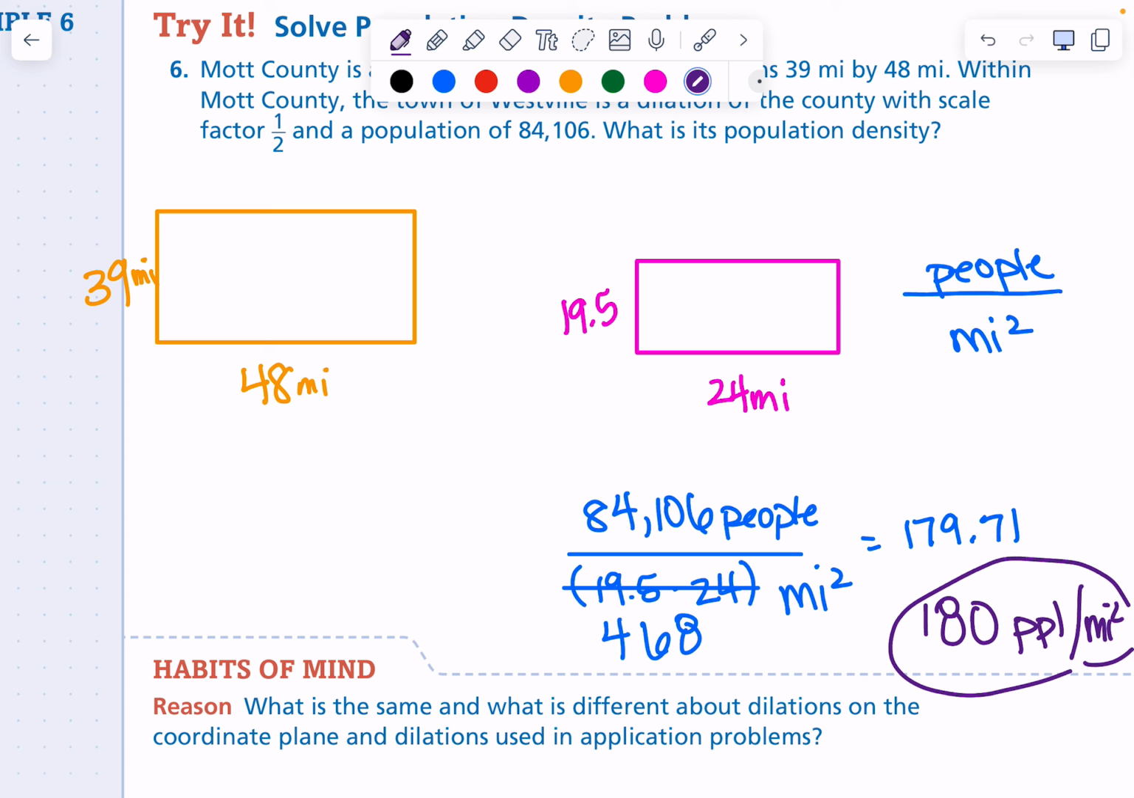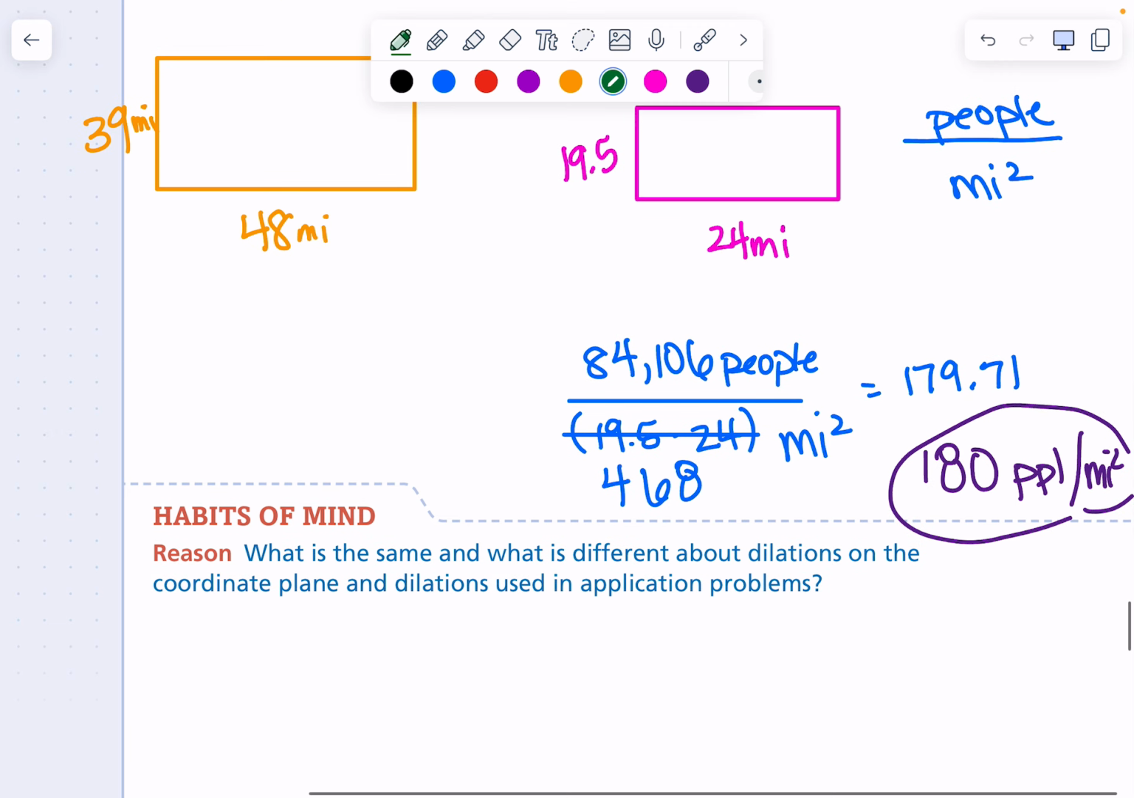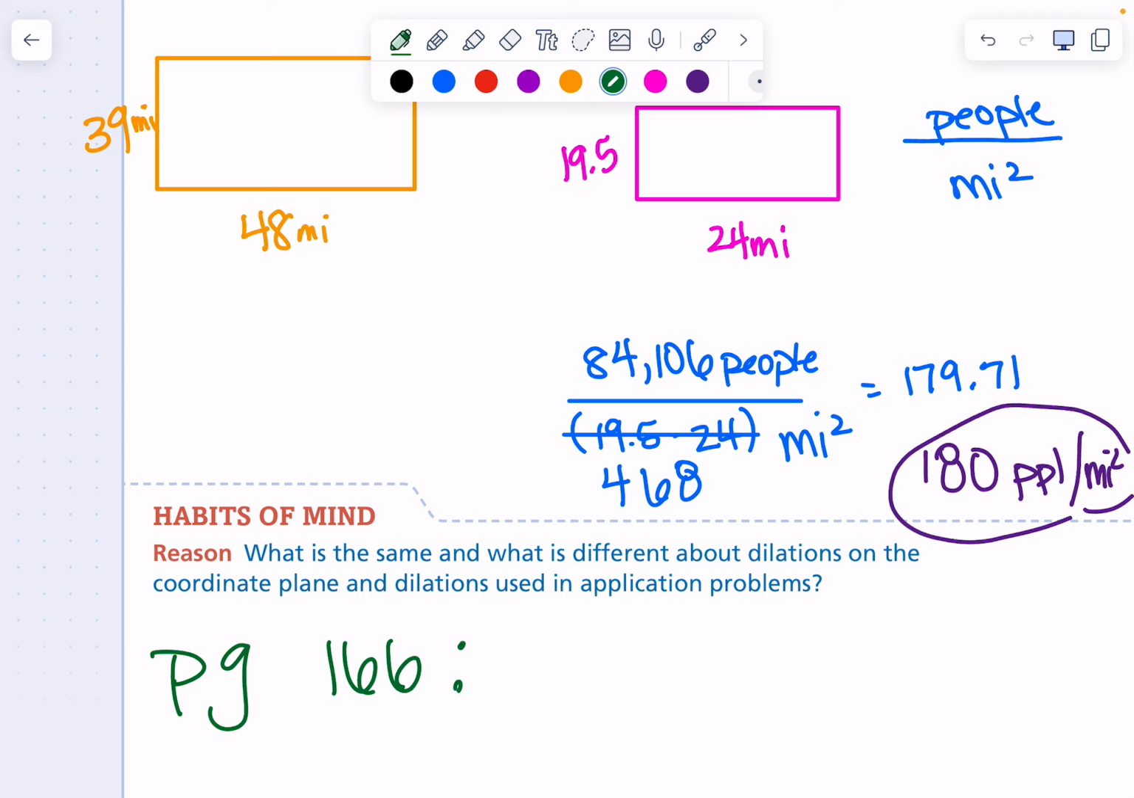Okay. So I'm going to ask that you do page 166, but only 1 through 7. You're going to need your ruler for number 5. So I'm going to encourage you to do number 5 right now so that you don't have to use a ruler outside of the classroom. Okay?